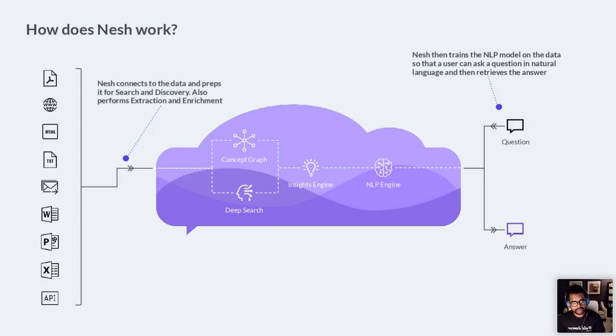So she can connect to any kind of PDF documents that you have within your company. She can connect to the entire internet, or to specific web pages, to text files, to emails, through any of your Office documents like Word, PowerPoint, or Excel, and even to data sources through an API. So once she connects to those data sources, she does two things with it.